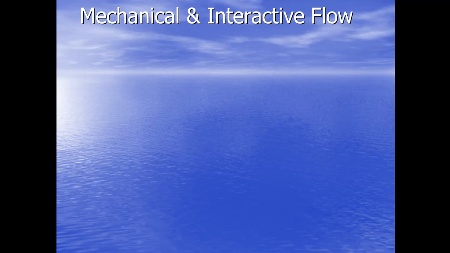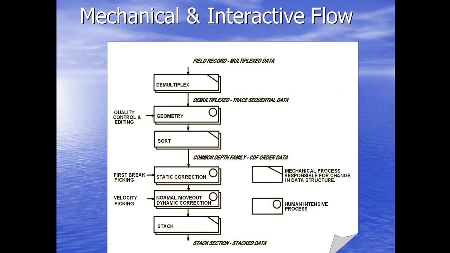So let's compare the interactive and mechanical processes. We have two types of processes, as we discussed: mechanical and interactive. The mechanical processes, highlighted with this green triangle, are demultiplex, sort, and stack. But the interactive processes are geometry, quality control editing, static correction, and normal move out.